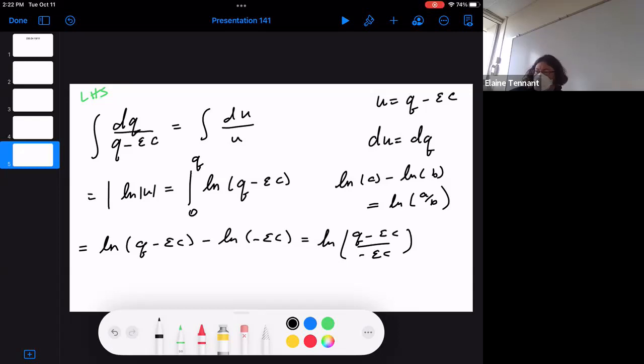Okay, looking great. Looking good. All right, and there's the left-hand side. Sound okay?